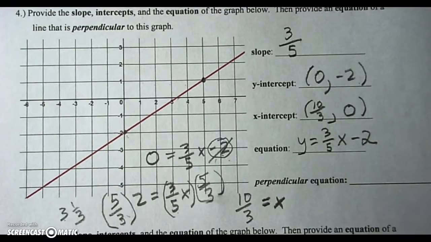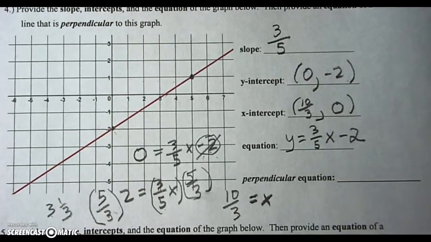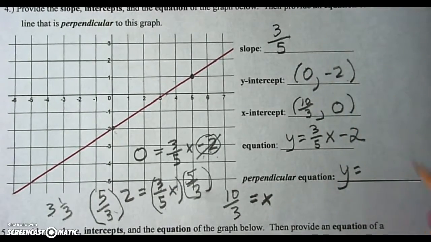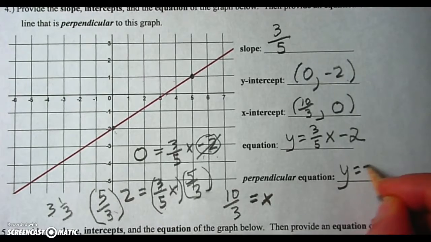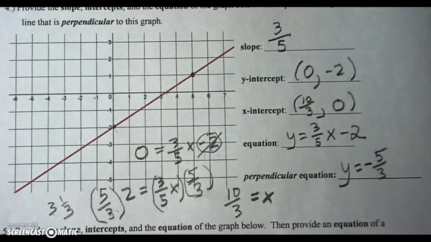So there's our x-intercept. Now we have to write an equation that is perpendicular to this equation. And we know in a perpendicular equation, what do we know? We know that the slope is a negative reciprocal. So we have a slope of 3/5. Since that's positive, we're going to make it negative, and we're going to flip the slope.